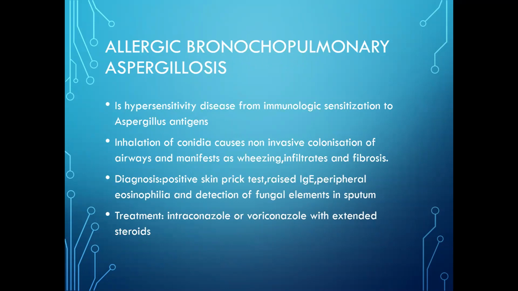Allergic bronchopulmonary aspergillosis is a hypersensitivity disease from immunologic sensitization to aspergillus antigen. Inhalation of conidia causes non-invasive colonization of the airways, which manifests as wheezing and fibrosis. How can we diagnose it? A positive skin prick test and raised IgE, peripheral eosinophilia, and detection of fungal elements in sputum.